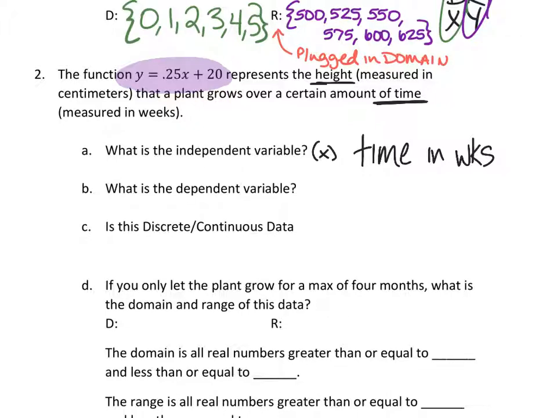The dependent variable is the y. So obviously this one is the height of the plant. And what are we measuring height in? Centimeters. We have our input. We have our output.